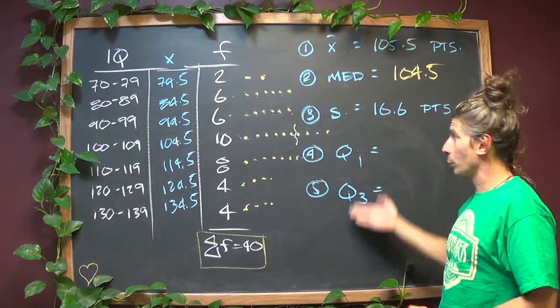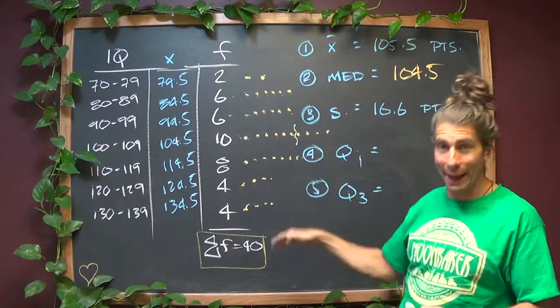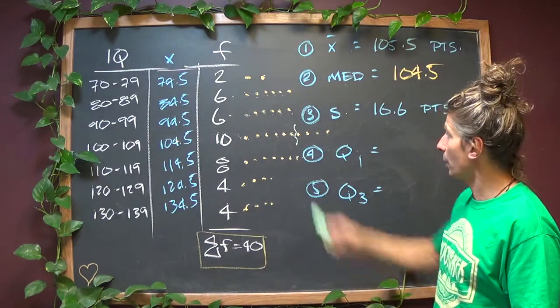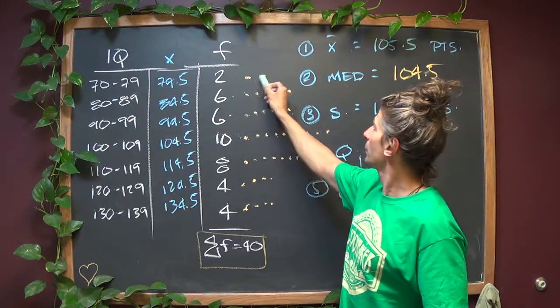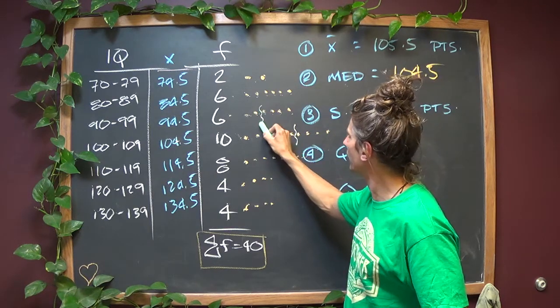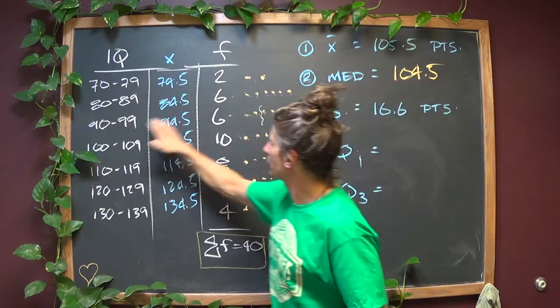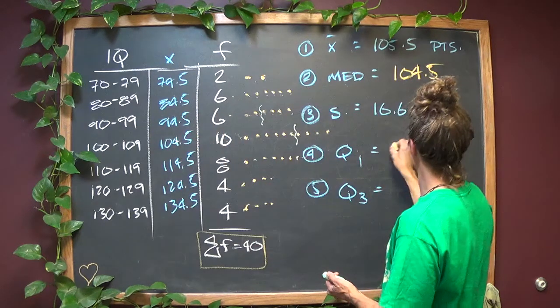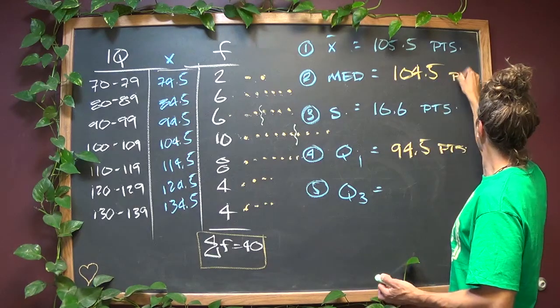The quartiles, Q1 and Q3, are the same thing, except you median the 2 halves of the data. So up here, you have 20 data points, so you're going to go in 10 and 11. 1, 2, 3, 4, 5, 6, 7, 8, 9, 10, 11. Okay, so right here is going to be Q1. That means they're all in this range, so your Q1 is going to be 94.5 points. These are all IQ points.